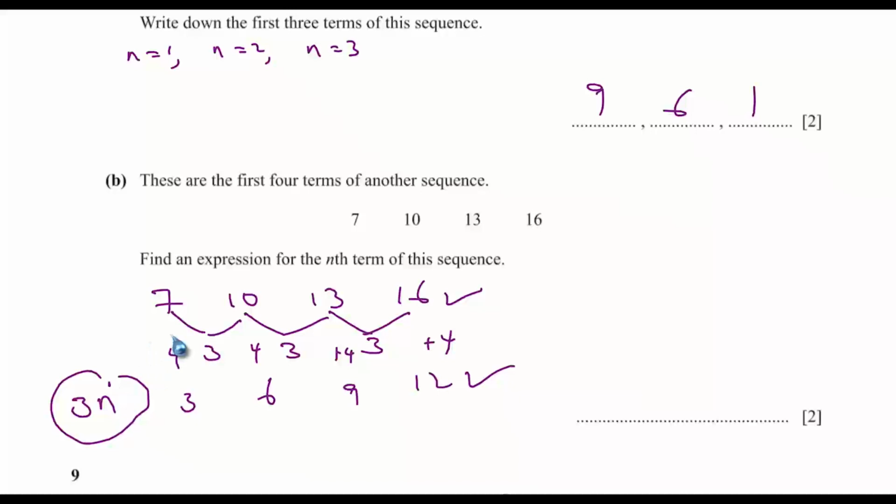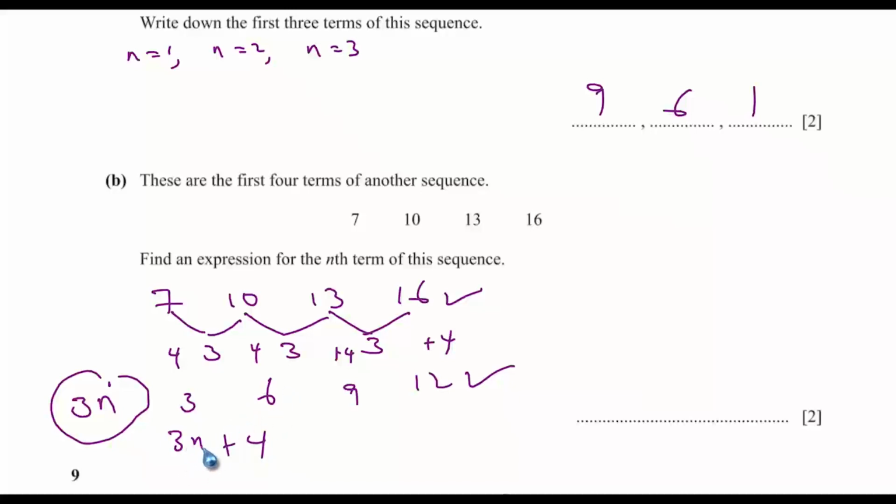So for us to get the nth term, we need to add 4 to this 3n. Then that will be the nth term for this sequence. So that means we have 3n add 4, because when we use 3n, we were short of 4. Now, if you add 4, then it will be balanced.